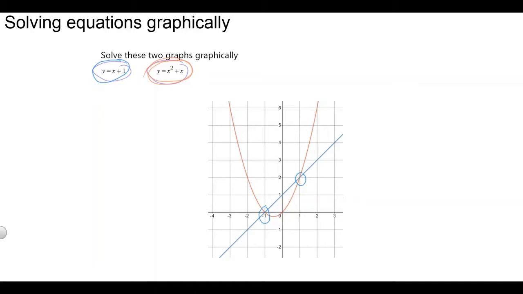This one is 1 along the corridor, 2 up the stairs. The value of x is equal to 1 and the value of y is equal to 2. This one down here is -1 along the corridor, 0 up the stairs. So the x value is -1 and the y value is 0. Those are the two answers, the two coordinates.